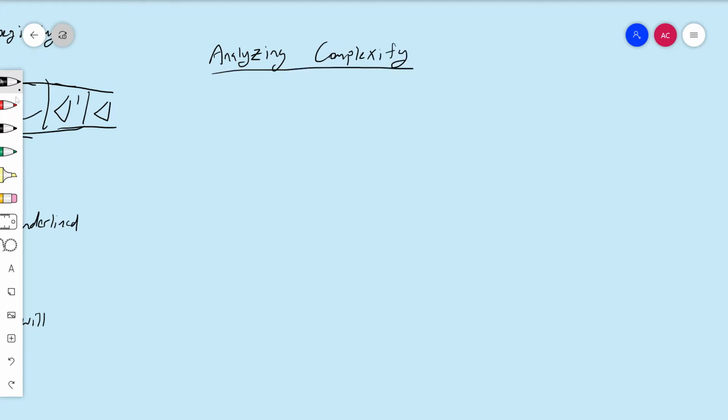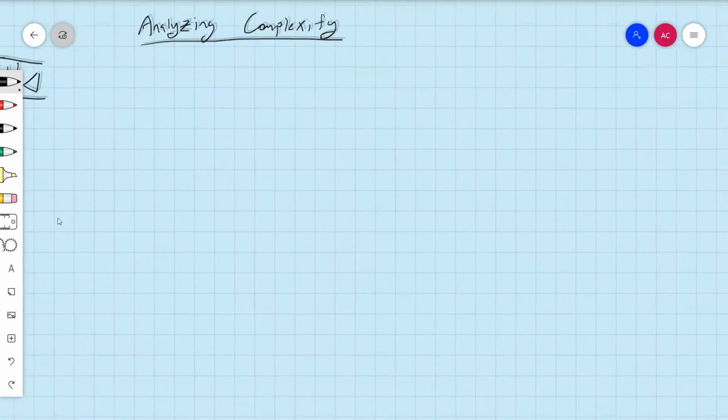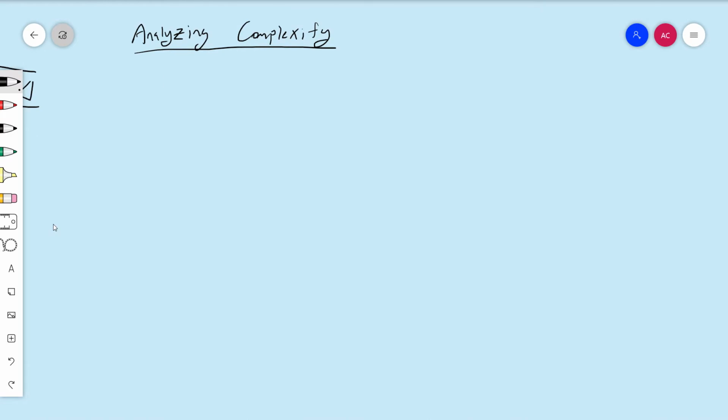Okay, so let's think about how much time this took. So how long, well, let's go ahead and say this. Suppose machine M operates in time f of n.